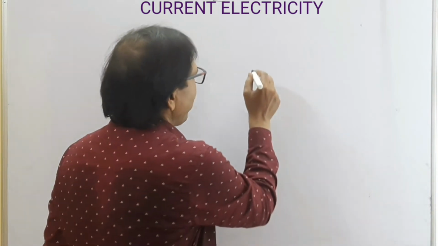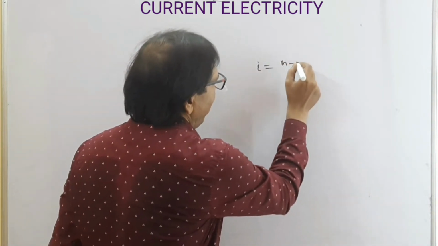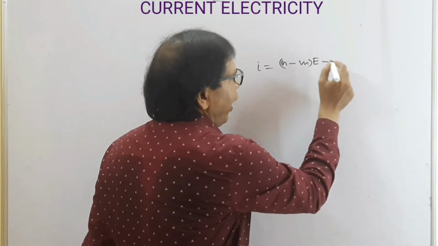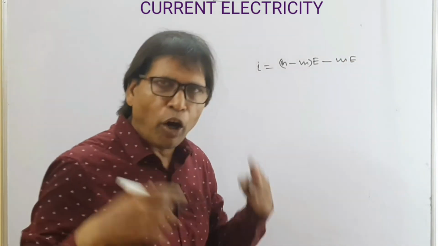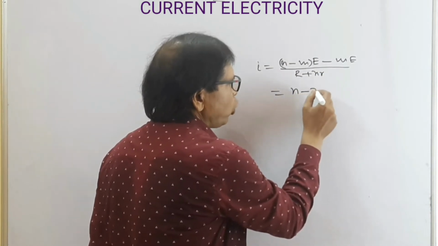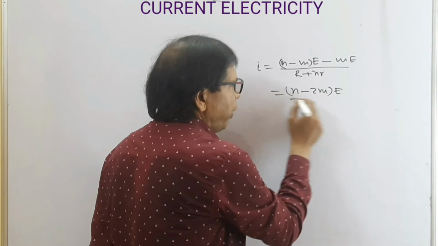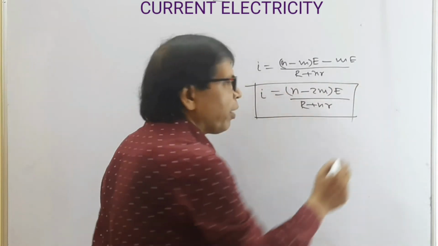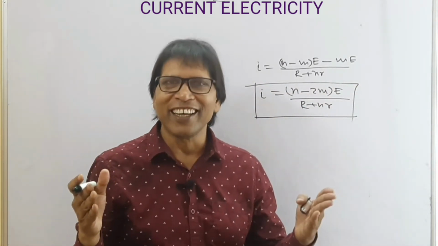Okay, now in series combination, if m number of cells out of n number of cells are connected wrongly, then look at this, n minus m cells send current in the same direction and m cells send current in opposite direction. So the current is n minus 2m into E divided by R plus Nr when m number of cells are connected wrongly. Okay, look at this, a numerical.